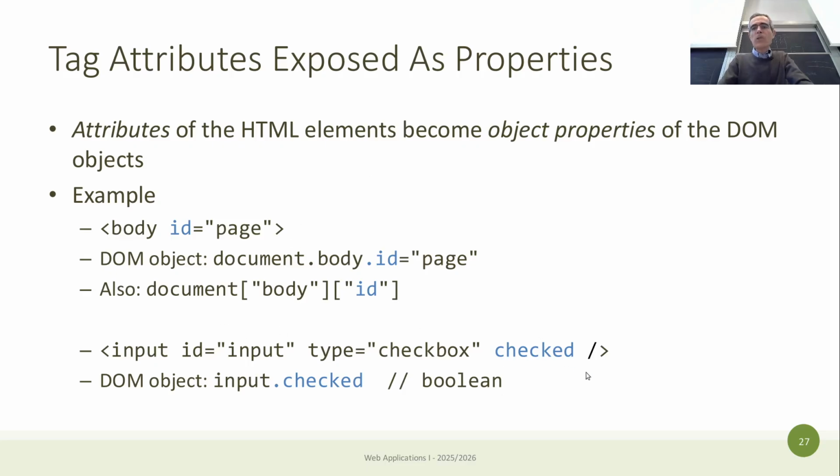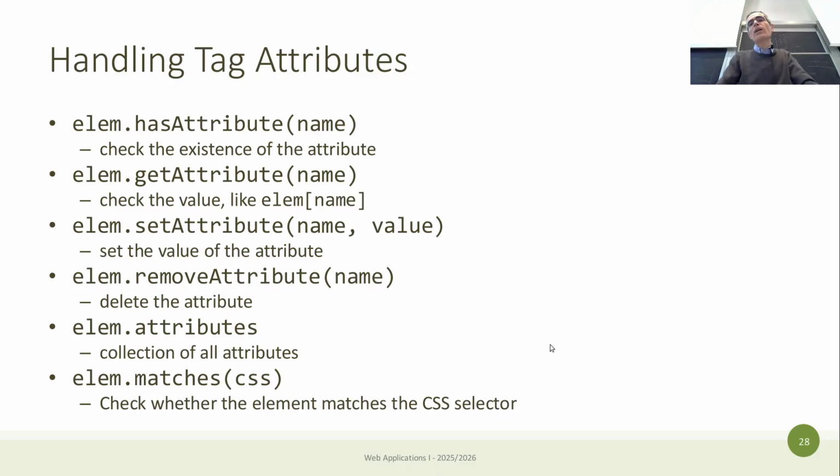These are examples, and there are different examples also for Boolean attributes and so on, but we don't really care. Once you need them, you search for them and you will use them, okay? Attributes can be handled by special methods like has attribute, get attribute, set attribute, remove attribute, and so on. Matches CSS, if it matches a CSS selector, and so on, okay? So, plenty of methods, again, also to work with attributes.